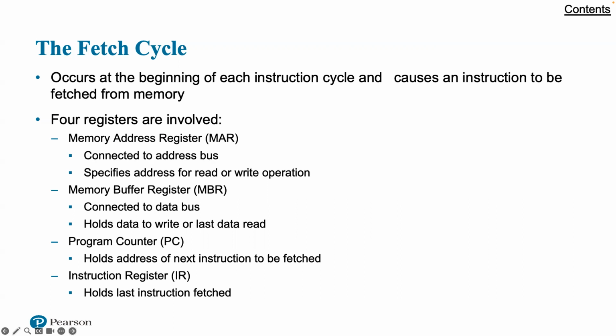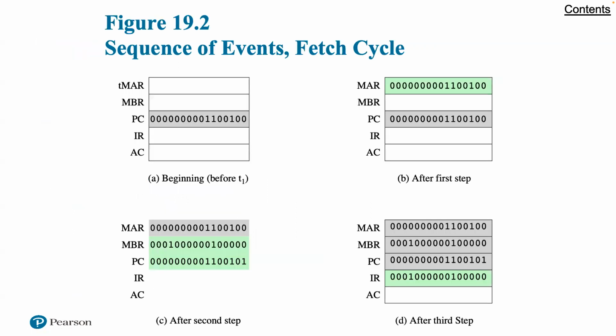Then we have the program counter, which holds the address of the next instruction to be fetched. And finally, we have the instruction register, which holds the last instruction fetched. So let's look at a sequence of events for the fetch cycle from the point of view of its effect on the processor registers.